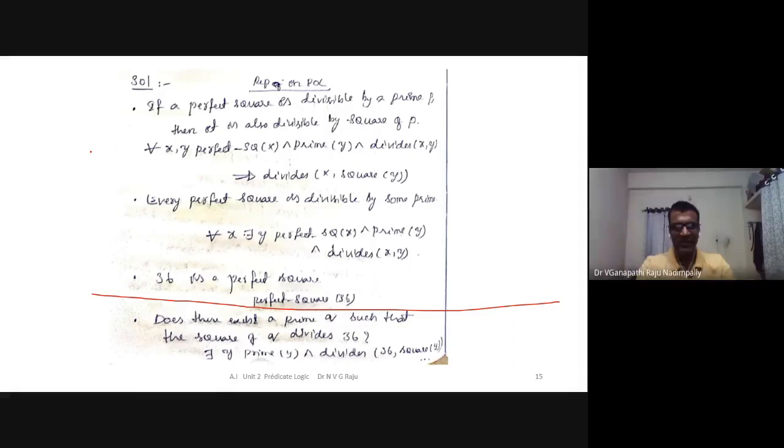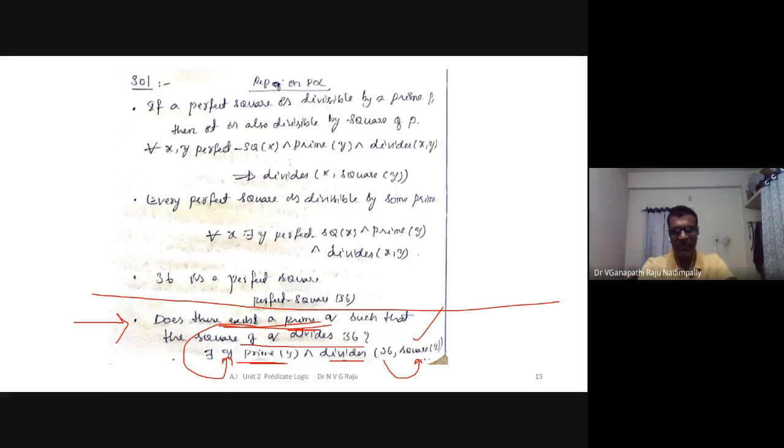Yes, sir. Now, what you wanted to prove? What we wanted to prove? Does there exist a prime q? Observe carefully. Does there exist a prime q? Yes, there exists a y, a prime q, such that the square of q divides 36. That is, there exists a prime q and it divides this 36 with the square of y. This we have to prove. This sentence we have converted into FOL.